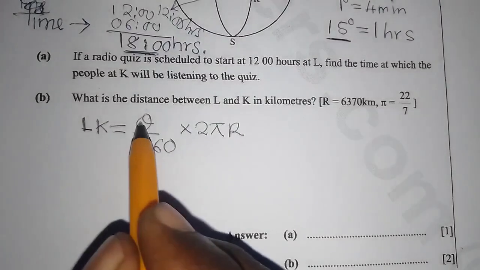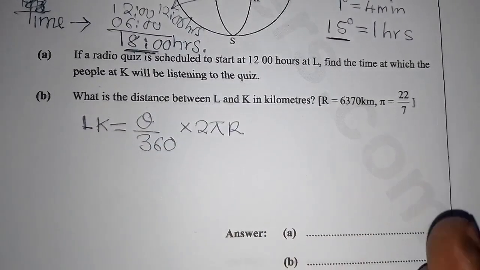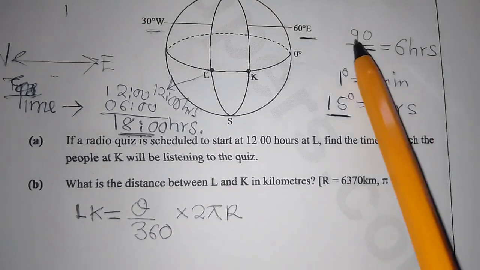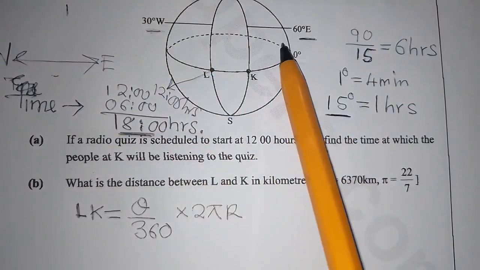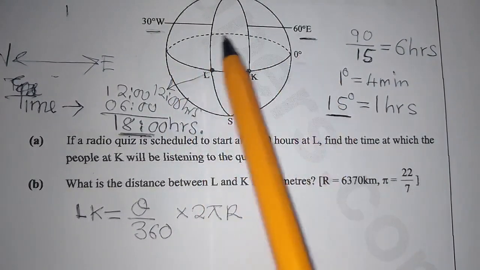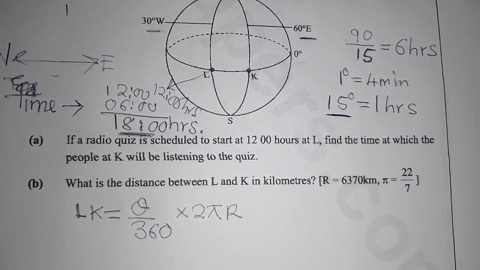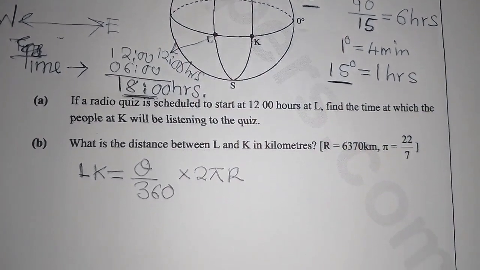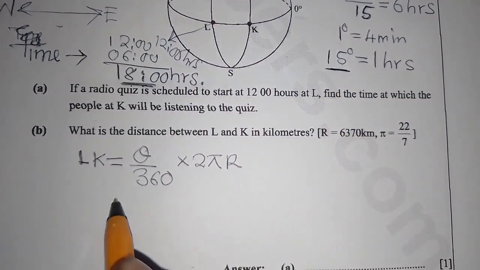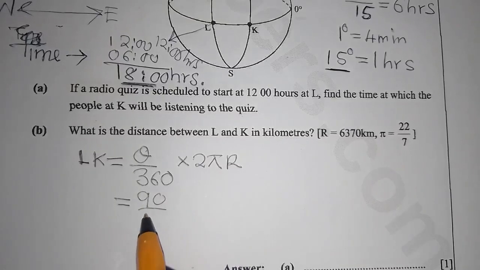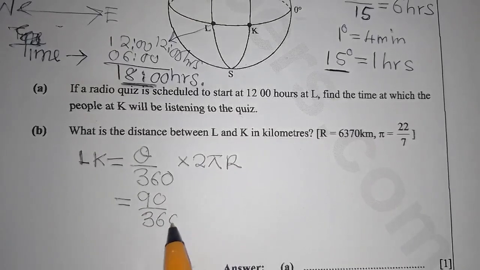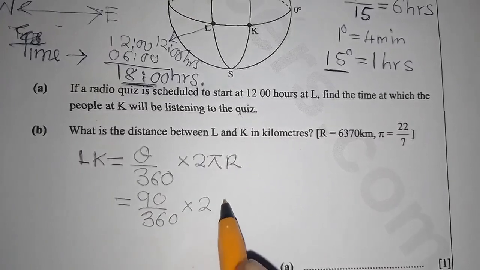So you say, okay, the difference there, it's the same difference that we calculated there. It was what? 90. I said that if they are on the opposite direction, you add them. So we are just going to add. So when you add there, what answer are you getting? So you say this is now equal to 90 over 360 times 2 times the pi.